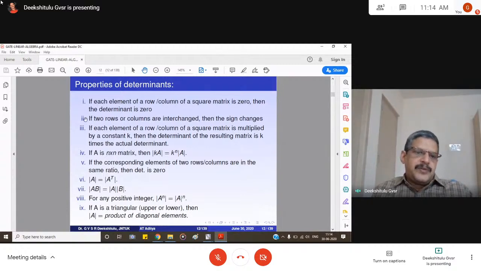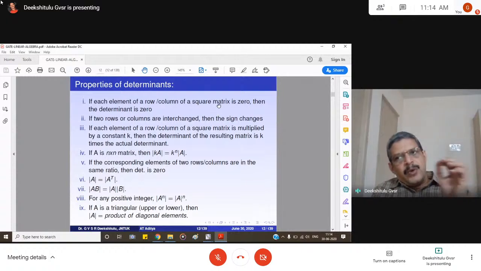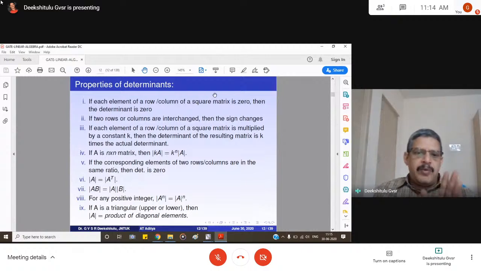Properties of determinants. If each element of a row or column of a square matrix is 0, then the determinant becomes 0. If one row is completely 0, or one column is completely 0, then the determinant is 0. If two rows or columns are interchanged, then the sign changes. Say two rows are interchanged, that means there will be a change of sign in the determinant. But if it is 0, it will be 0.